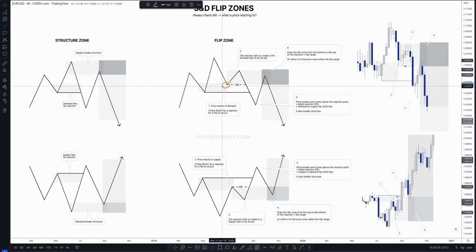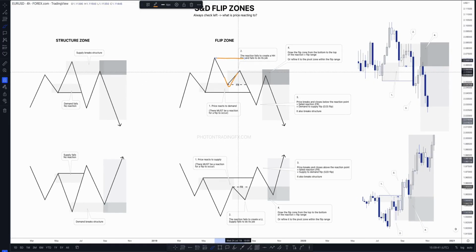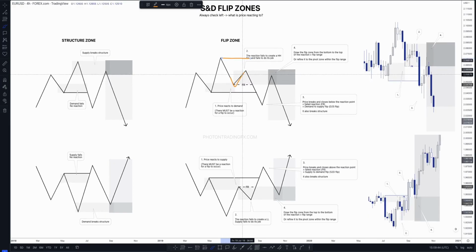I just tried to make this clear because a lot of people can miss this part and it's really, really key. So price comes in, it reacts, okay? But it never breaks the high. So demand doesn't do its job, okay? Now, we only have confirmation that it hasn't done its job once price breaks and closes below where the reaction started from.